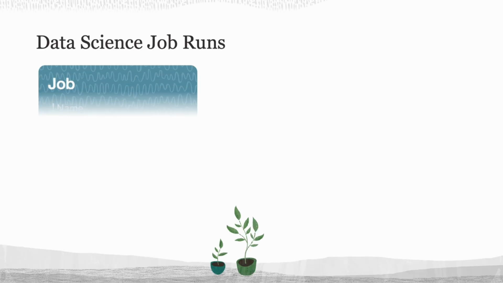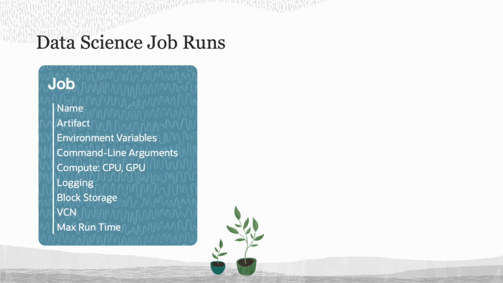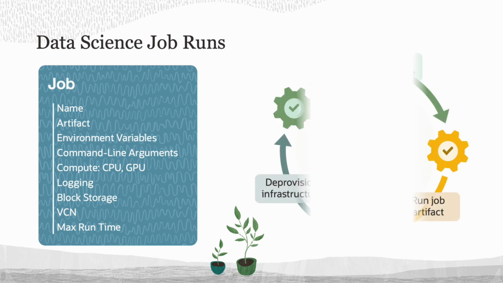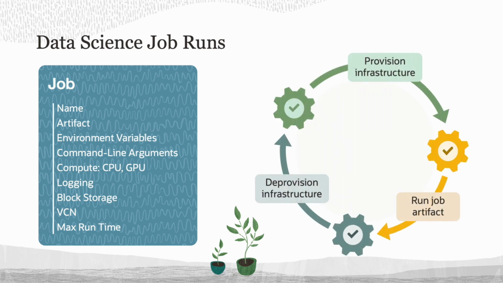A job run is the actual process that executes the instructions in the artifact and follows the parameters set in a job and a job run. For each job run, Data Science provisions the infrastructure, runs the job artifact, and deprovisions the infrastructure when the run completes. Configurations, environment variables, and CLI arguments can be customized for each job run.